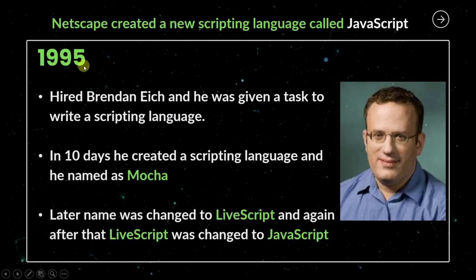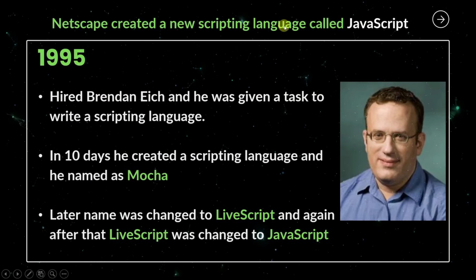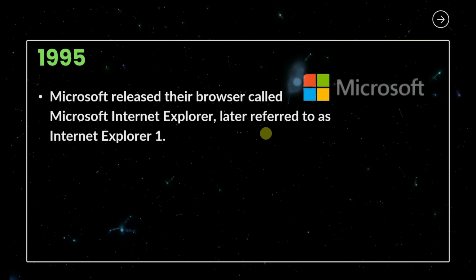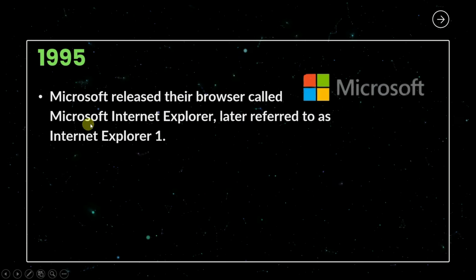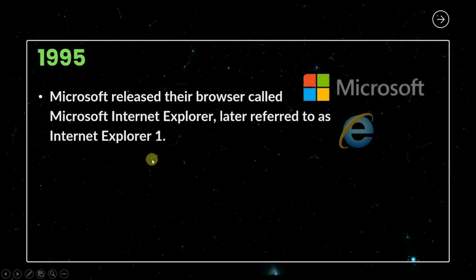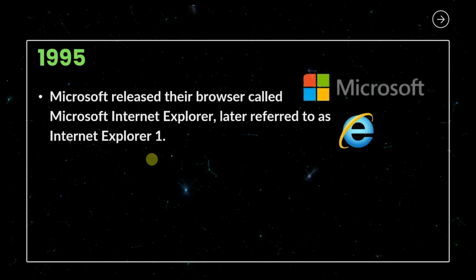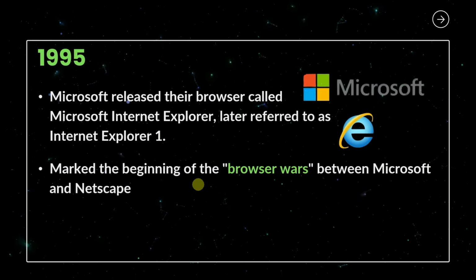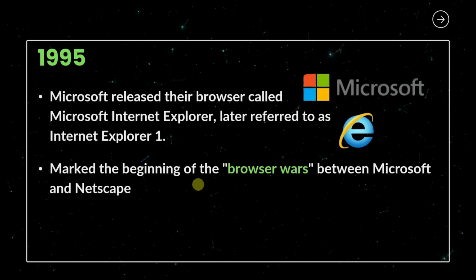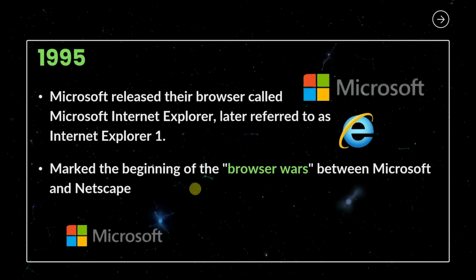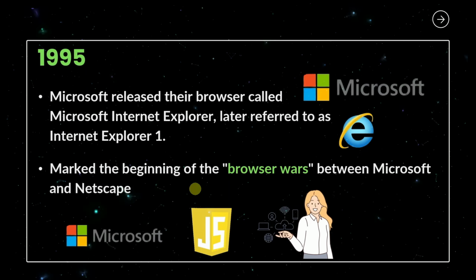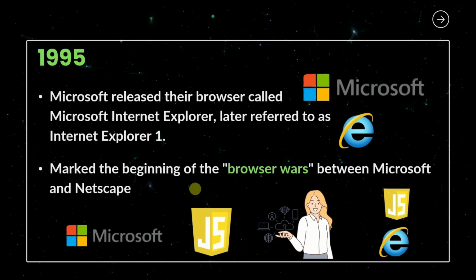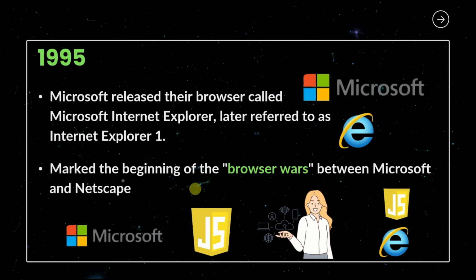So in the year 1995, Netscape created a new scripting language called JavaScript. But in the same year, Microsoft released their browser called Microsoft Internet Explorer. Later, it was referred to as Internet Explorer 1. This was the year which marked the beginning of the browser wars between Microsoft and Netscape. Here, Microsoft realized that JavaScript was going to fundamentally change the user experience of the web, so they also wanted a JavaScript language for their Internet Explorer.